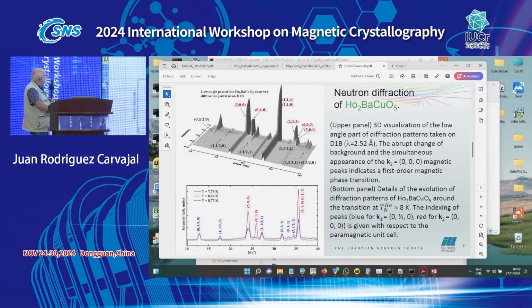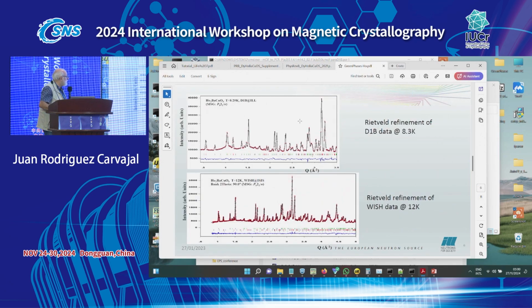Then going down in temperature, the holmium orders in some way, and the propagation vector is (0, 0, 0) because this corresponds to the 2, 0, 0 reflection. But the (0, 1/2, 0) is conserved also, and holmium contributes also to this kind of atom. Then you see here how things are.